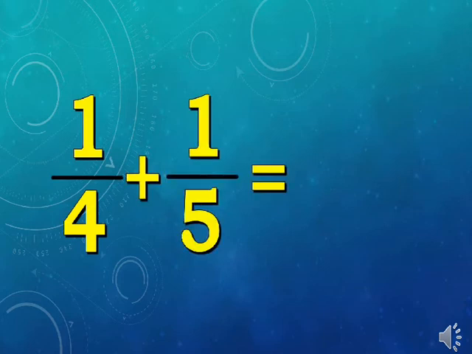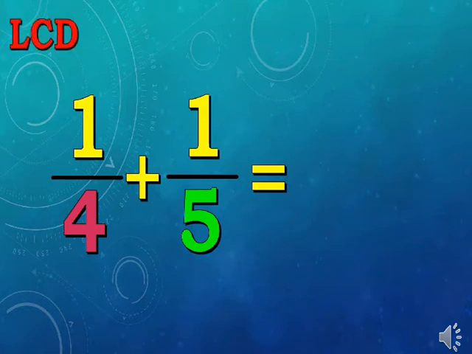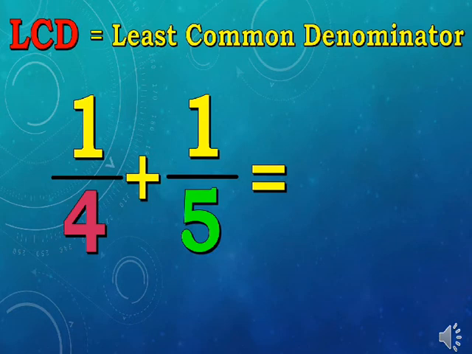How about if the fractions are dissimilar? Let us add 1/4 plus 1/5. You can see they have different denominators. Always remember, if you add fractions, they must have similar denominators. To find the common denominator, let us first find the LCD of the two fractions. LCD is the least common denominator.